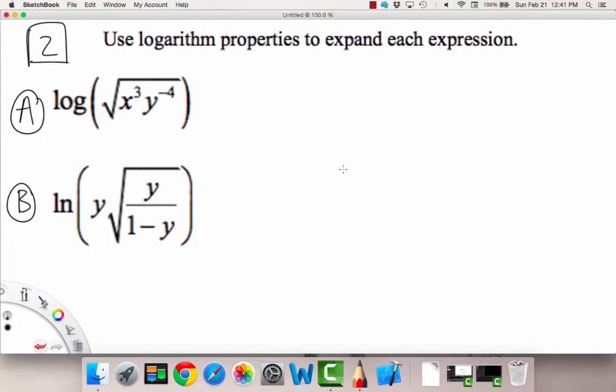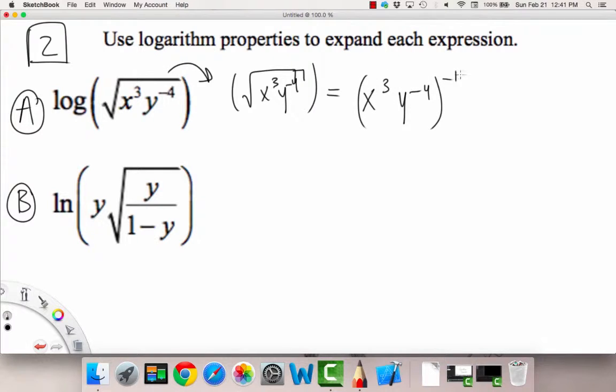Okay, number 2 asks us to use logarithm properties to expand each expression. So now we're just going backwards using log properties as well. So we see this here. This is log of the square root of x to the third times y to the negative fourth. The first thing we can do is rewrite this. On the inside, this says square root of x to the third times y to the negative fourth, and this square root sign can be interpreted as a 1/2 power. So we have the positive 1/2 power.